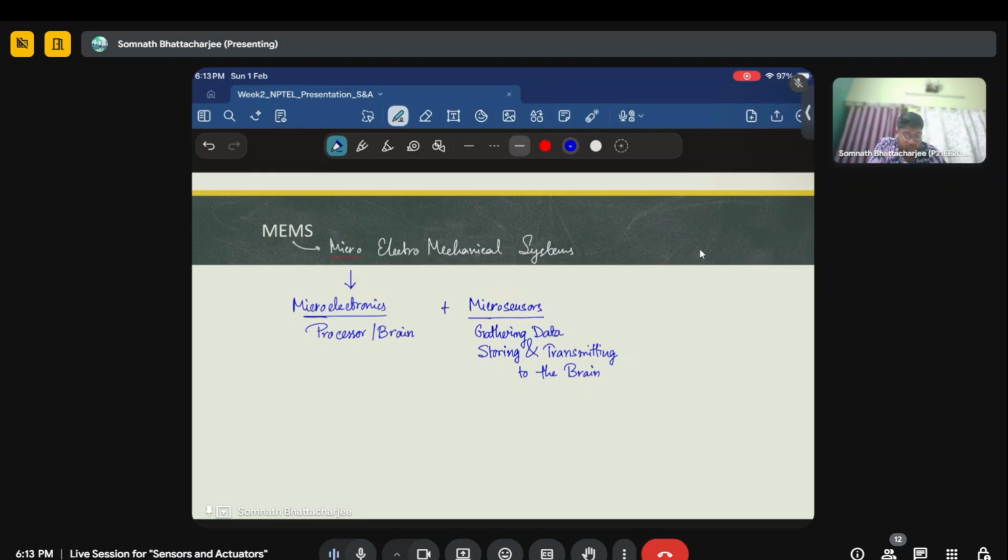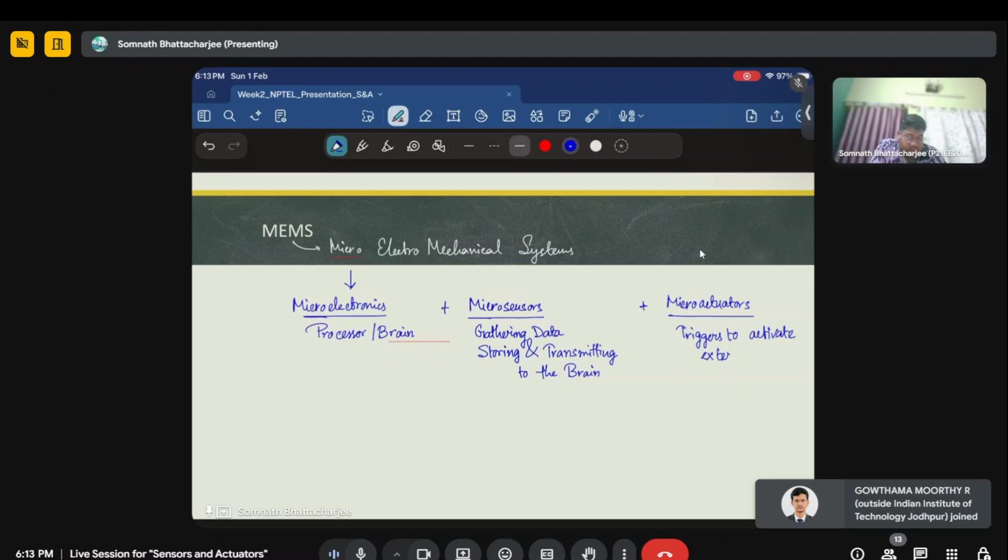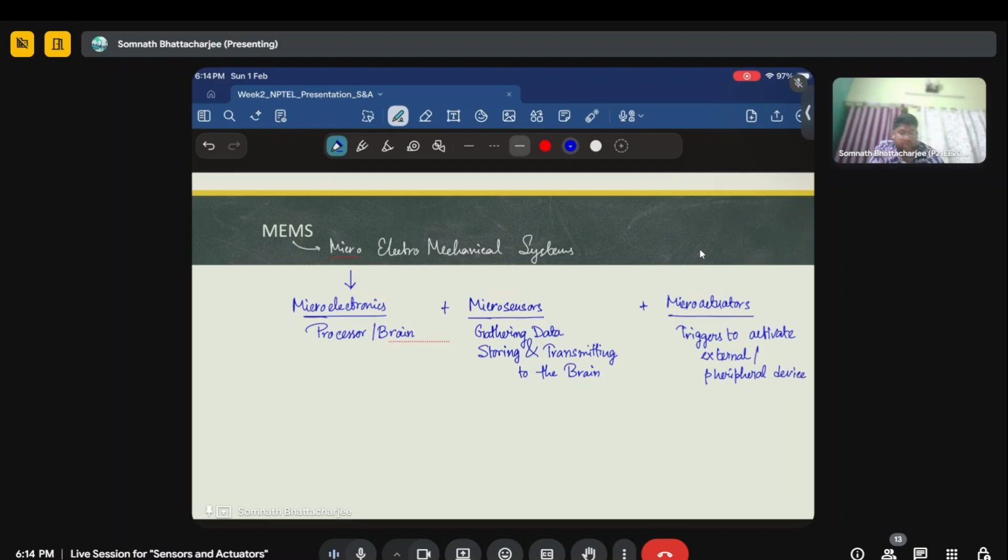So the next part is micro actuators. Now, what do these do? This is also similar, right? Sensors gather the data, microelectronics processes the data, and then micro actuators trigger to activate an external or peripheral device.